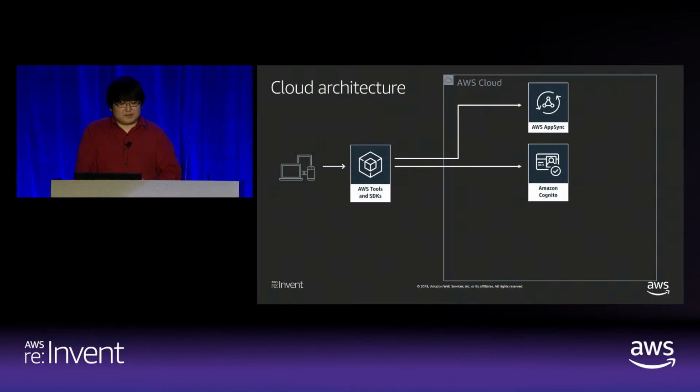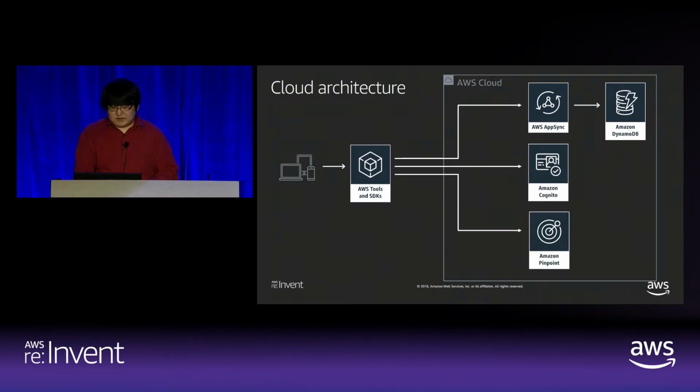Next is AWS AppSync. That'll be our API layer that's serving all the data that we'll be using today. We can use multiple data sources. For our example today, we'll be using Amazon DynamoDB. And the third service that we'll be using is Amazon Pinpoint. That's what we'll be using to collect analytics about our users.